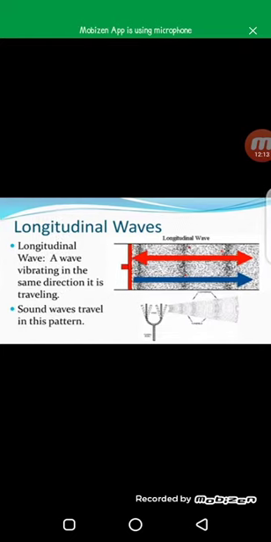Let me cite an example. Observe this, these are particles that are moving. If you look at these black points, those are the parts where there are compressions. So a longitudinal wave is a wave vibrating in the same direction as it is traveling, and sound waves travel in this pattern. Sound wave is a perfect example of a longitudinal wave. Let's talk about the parameters contained in longitudinal waves, which are compression and rarefaction. Please, not refraction, not diffraction, but rarefaction.